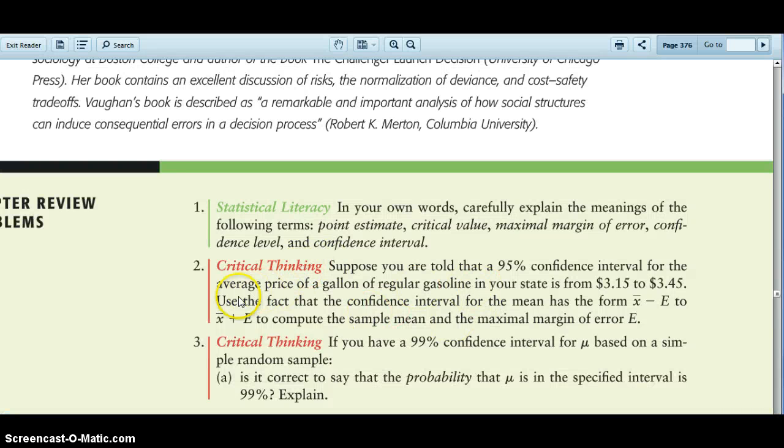For number 2, use the fact listed here at the end. And if you think about it, that means that the sample mean is going to be right in the very middle of your confidence interval. So use that information. You should be able to answer number 2.